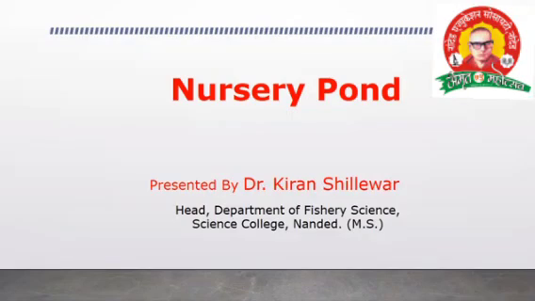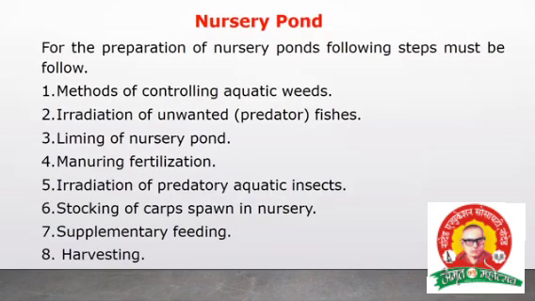Today we start with the nursery pond. It is a basic pond. There are three types of ponds for the construction of a fish seed farm: the nursery pond, rearing pond, and stocking pond. Number one is the nursery pond. On that basis, for the preparation of the nursery pond, the steps are as follows.